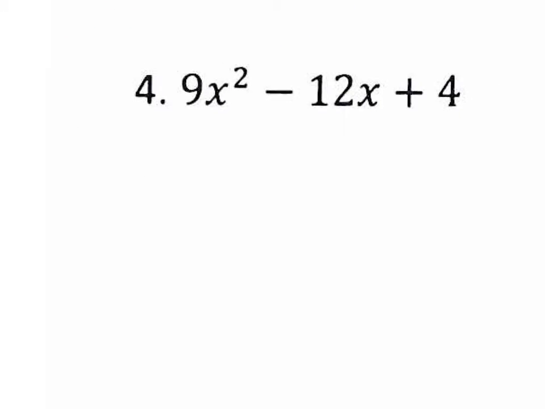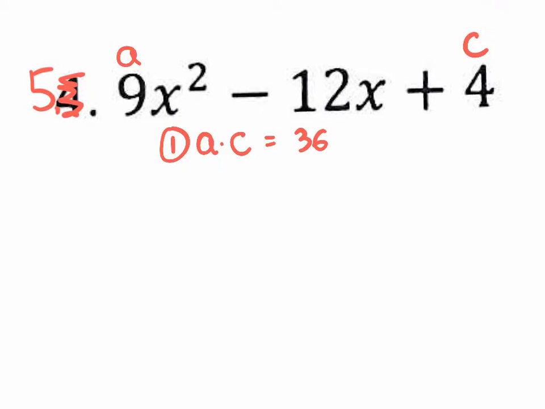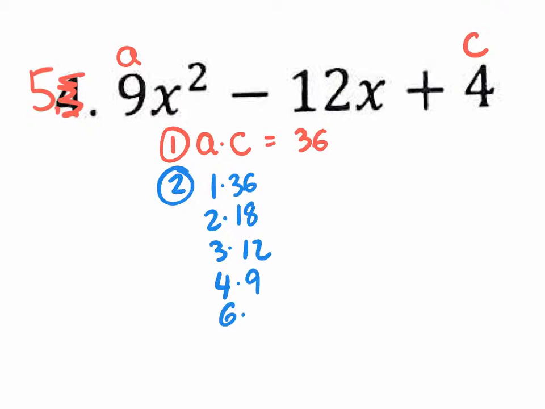Number 5, which says 4. Sorry, that's supposed to be a 5. This one's obviously not a difference of two squares. This is a regular quadratic trinomial, and the a value is 9. You can't pull out a GCF from all of them, so we're stuck. We have to go with the long method. Step 1 of the long method is to multiply a times c. A is 9, c is 4, a times c is 36. Step 2 is to think of the multiples of 36. 1 times 36, 2 times 18, 3 times 12, 4 times 9, and 6 times 6.